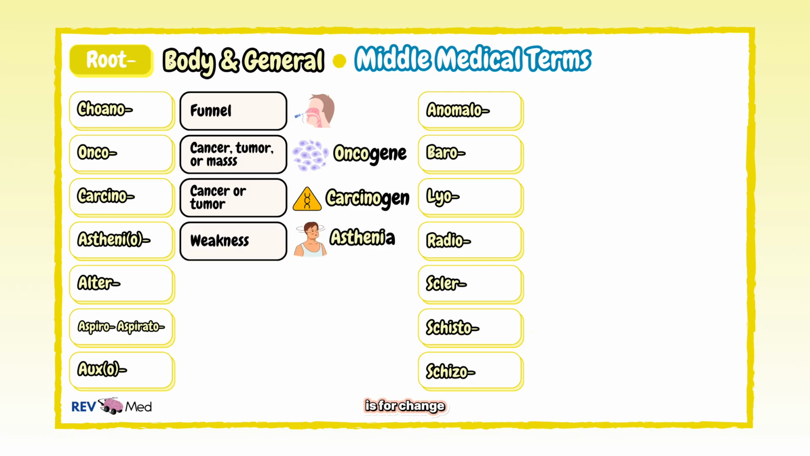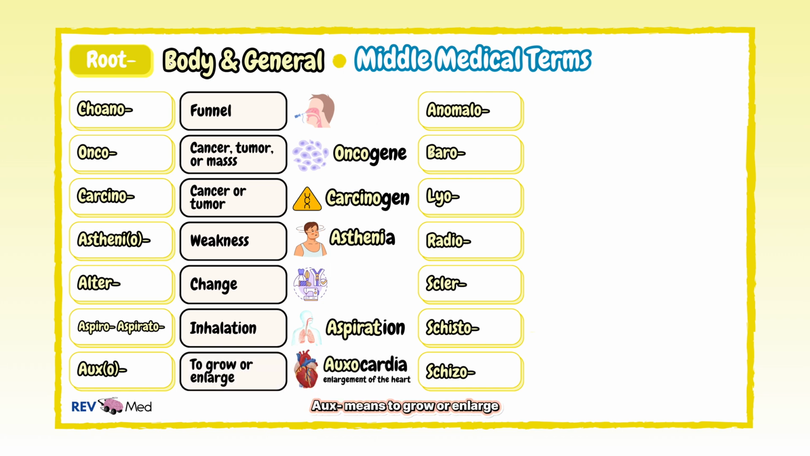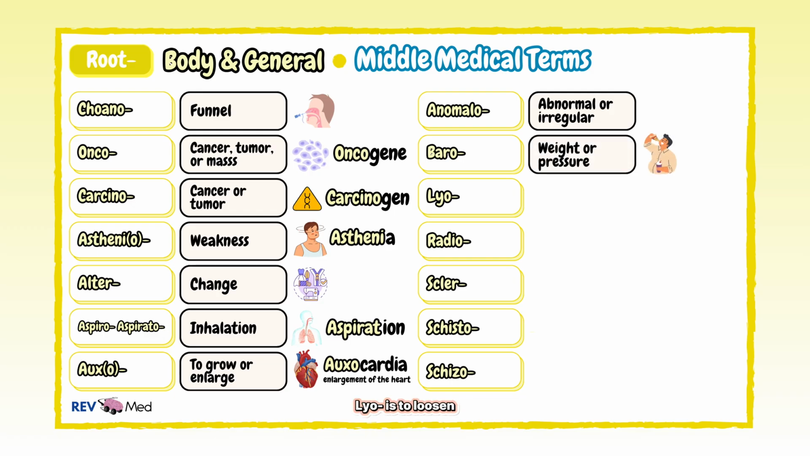The root alter is for change. Aspiro refers to the process of inhalation. Aux means to grow or enlarge. Anomalo is abnormal or irregular. Baro is for weight or pressure. Lyo is to loosen and dissolve.